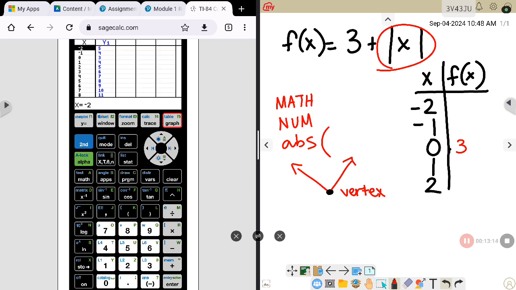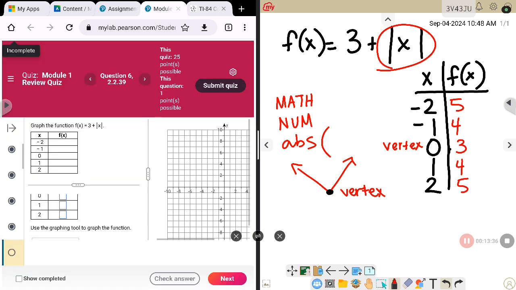So when x is -2, y is 5. When x is -1, y is 4. There's the 0, 3 point. So this point is your vertex. Then 1, 4, and 2, 5. So let's go back.